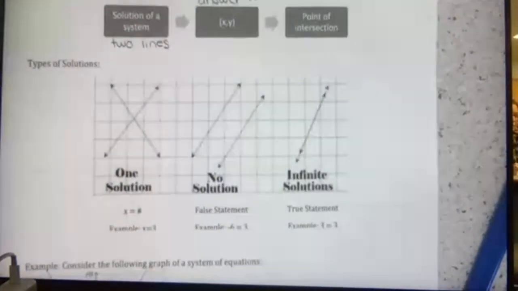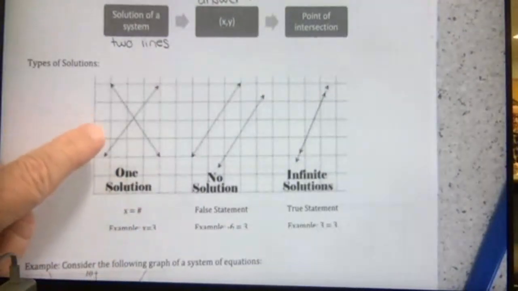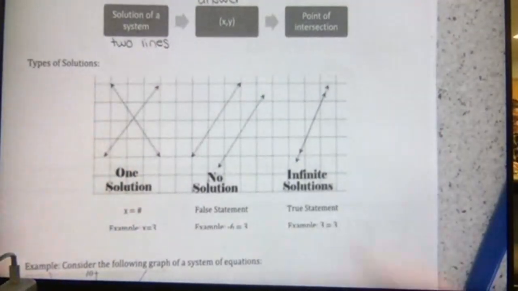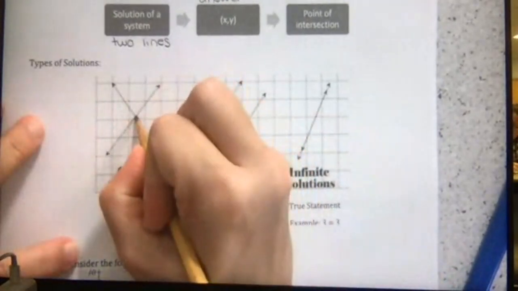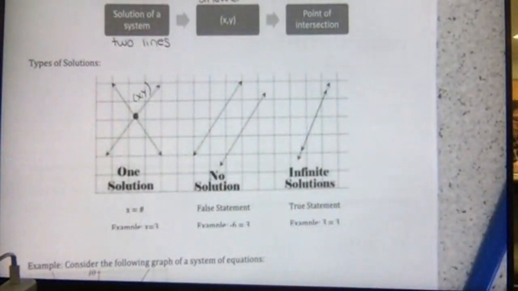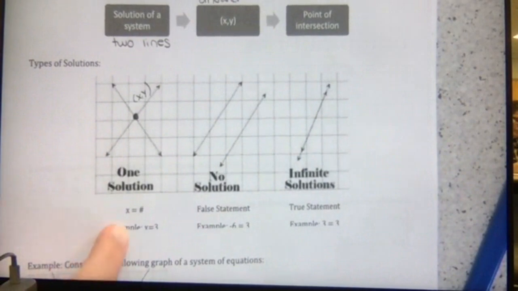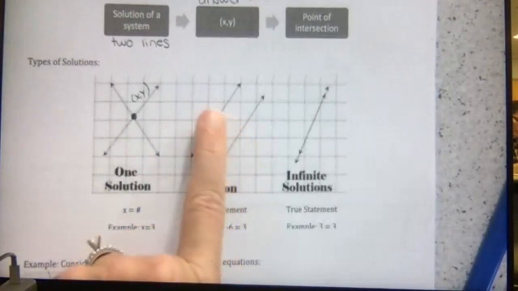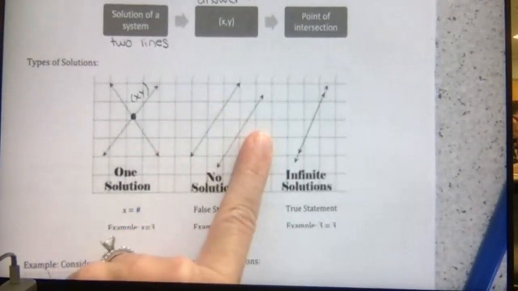So we have different scenarios. We could have one solution, meaning if I have two lines that cross in one point, that one point would be our answer, whatever this x comma y is. Whenever we're solving this algebraically, that would give us x equals some number. Once we find x, we can plug that in to find y, all that good stuff. So one answer.